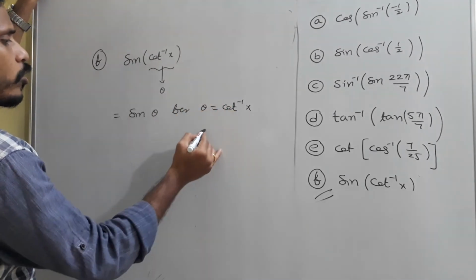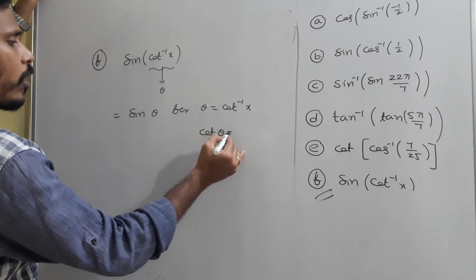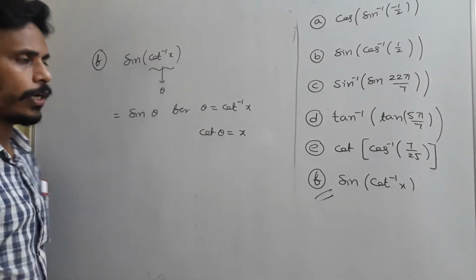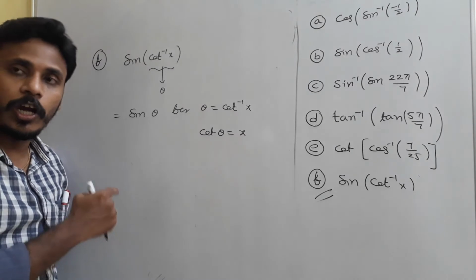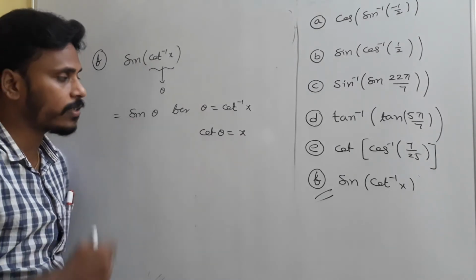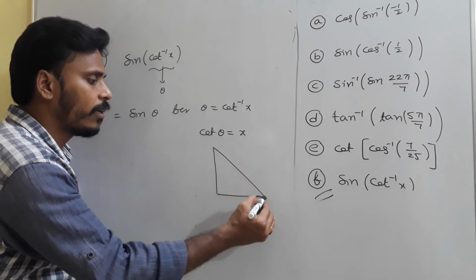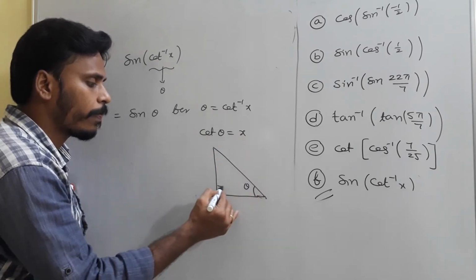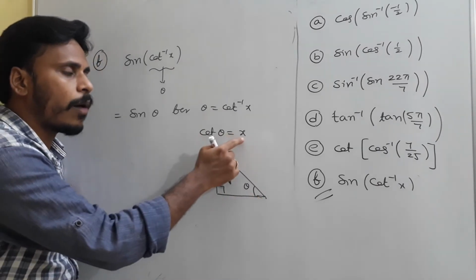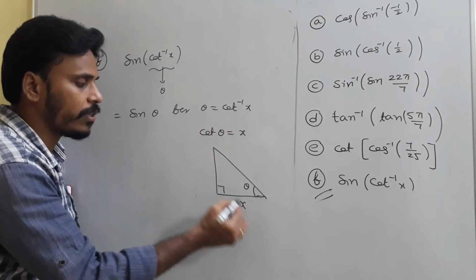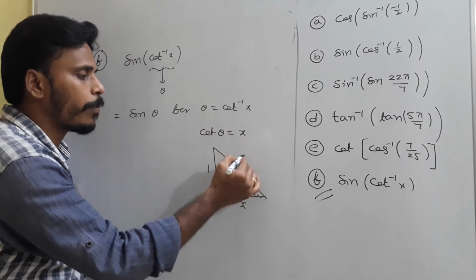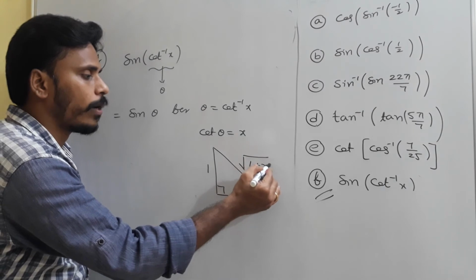Since theta is equal to cot inverse x, you will write that cot theta is equal to x. I think you know the way of writing this: theta is cot inverse x and cot theta is x. Since cot theta is x, you take a right angle triangle with the angle theta, and cot means adjacent by opposite, so this is x and this is 1. You will get the hypotenuse as root of 1 plus x square.